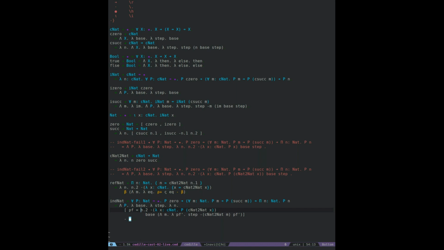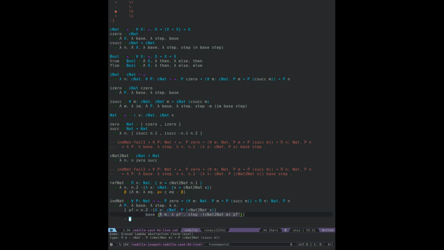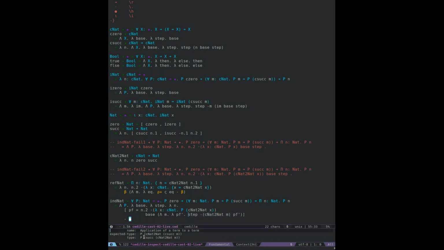Sorry if that was a little bit difficult to follow. I'll just recap. I noticed that I also had to revise the definition of step in order to make it type check. I need to give a term that shows that for all m, if P of the converted m holds, then P of the converted successor of m holds, where we're converting from CNATs to NATs. So I introduce my m and my proof, and now I must show that P of my converted successor of m holds. And what I've given, of course, is that P of successor of the converted m holds.